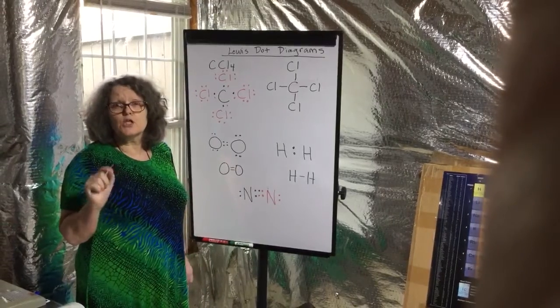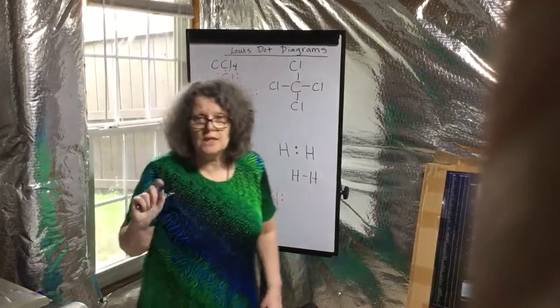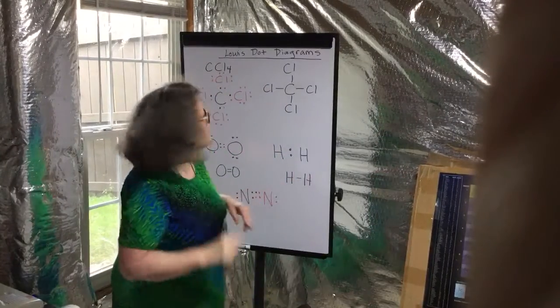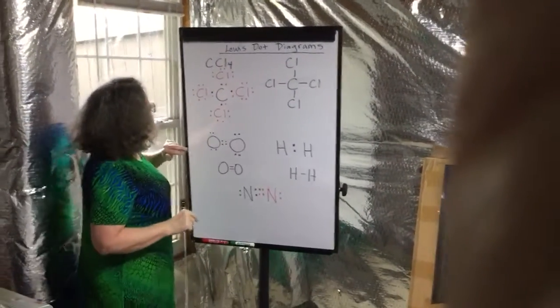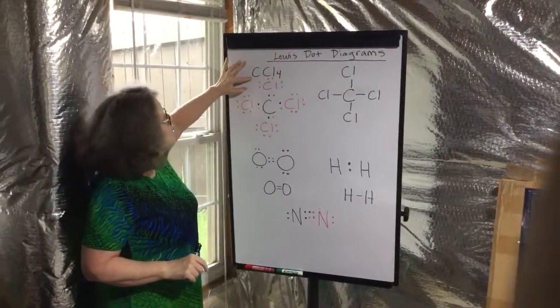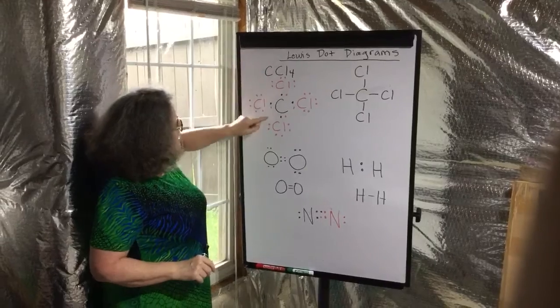In this video, I simply want to do a little overview for Module 8 on the Lewis dot diagrams, the Lewis structures, Lewis dot structures. They're all the same. Okay, so I want to start with carbon tetrachloride. It's a covalent molecule. So carbon is in group 4.